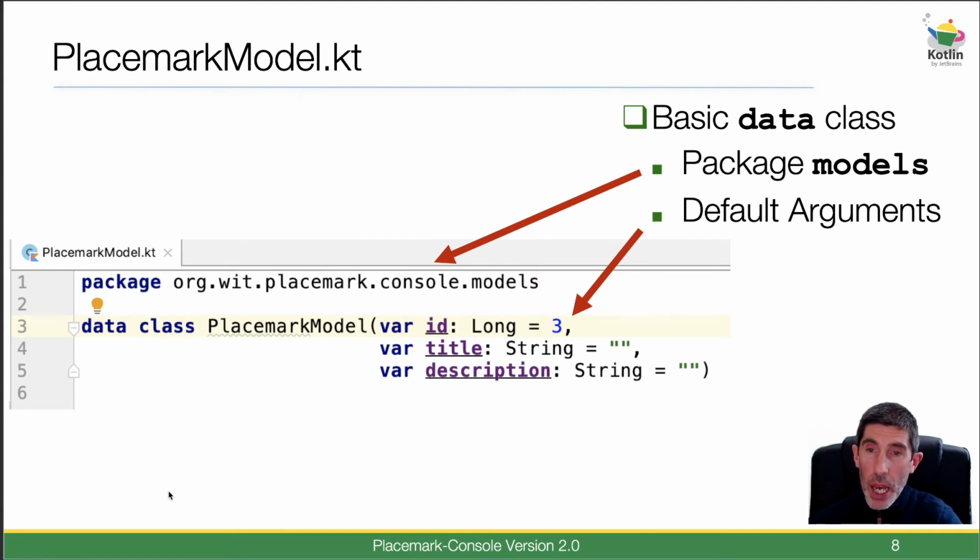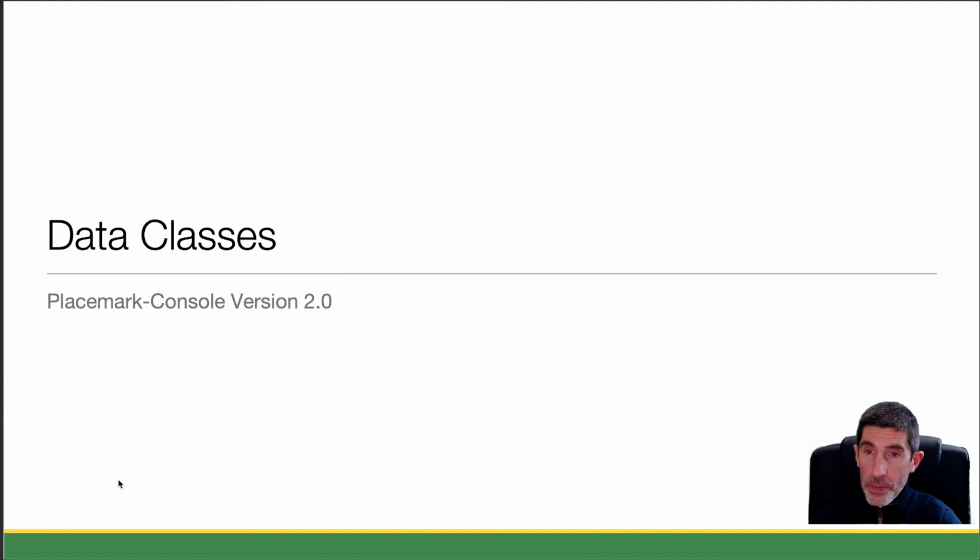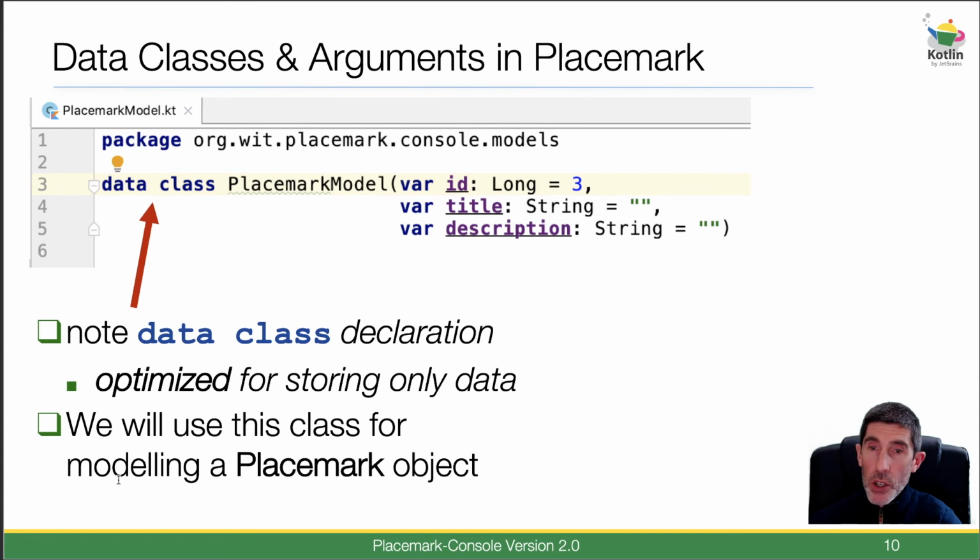That would be exactly the same as what you will see in the Android version as well. A lot of the classes that we cover in the console version will crop up again in the Android version. So let's look in a bit more detail at where those data classes are used within version 2 of our Placemark console application. Note the data class declaration, as covered in the lecture slides.